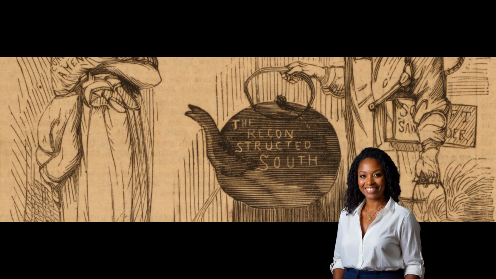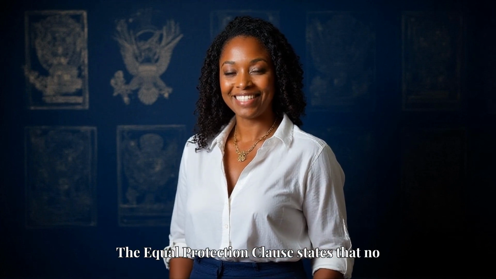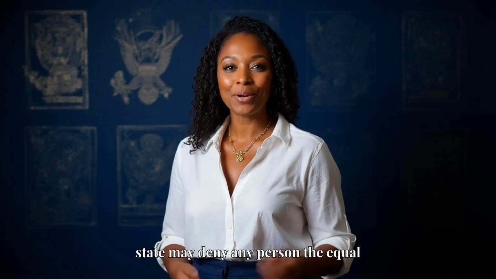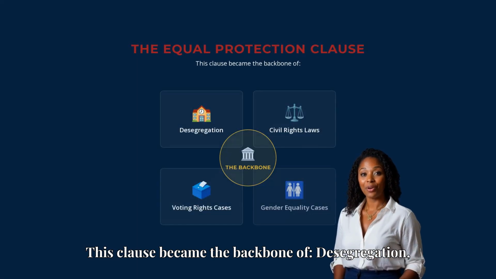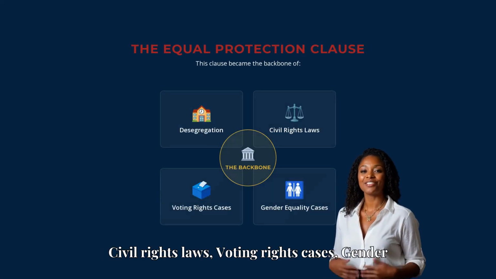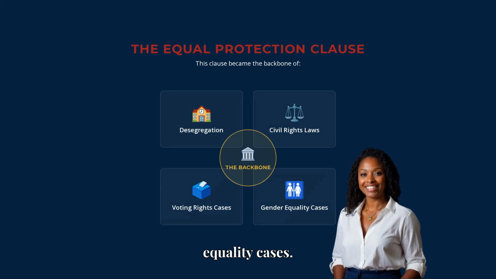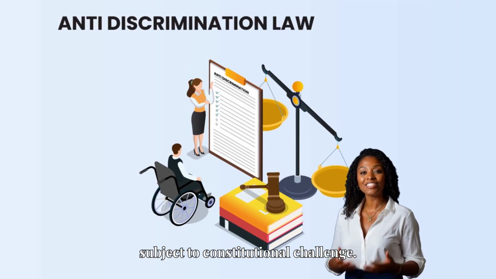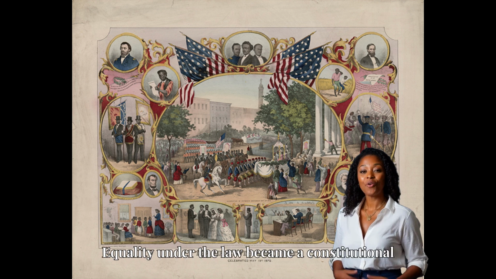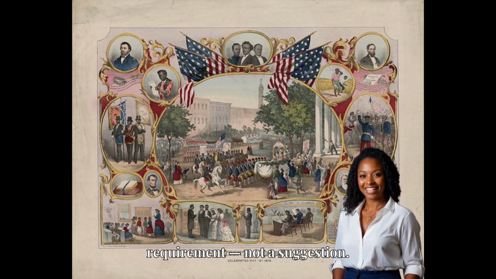14th Amendment. The Equal Protection Clause states that no state may deny any person the equal protection of the laws. This clause became the backbone of desegregation, civil rights laws, voting rights cases, gender equality cases. It's why discrimination by the government is subject to constitutional challenge. Equality under the law became a constitutional requirement, not a suggestion.